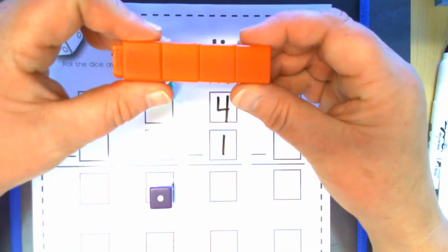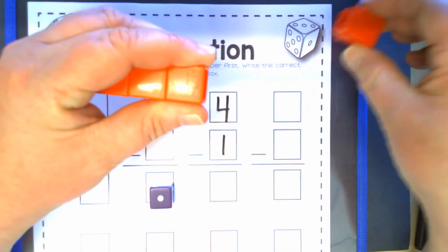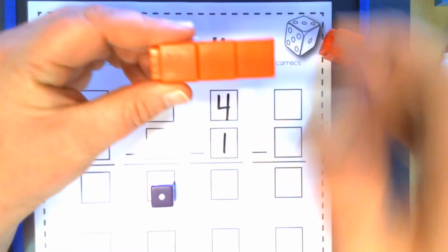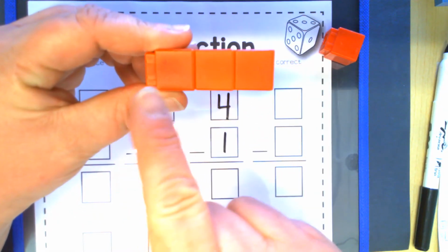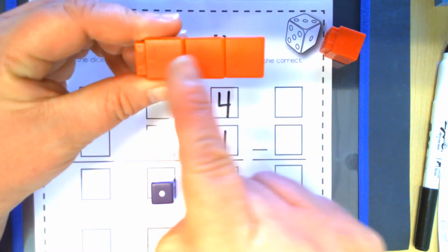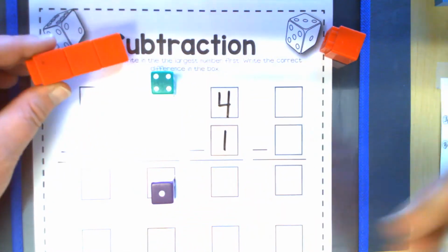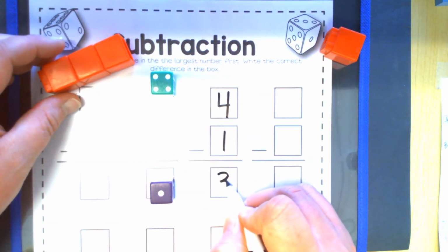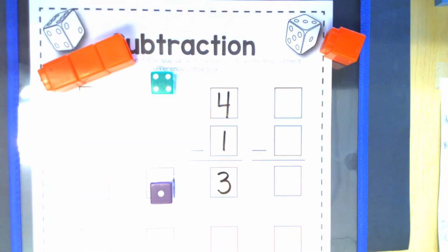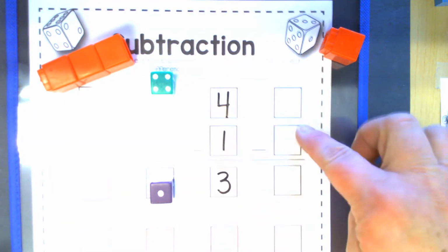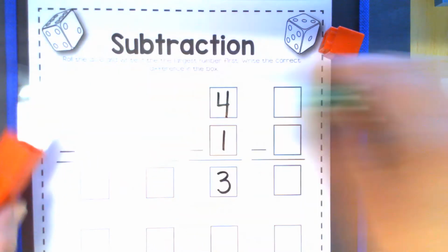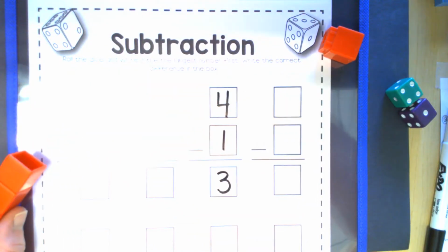So if I have 4 and I take away 1, how many do I have left? You're right, 3. 1, 2, 3. So I can write my difference in the bottom down there. And then you can try to fill up these other squares with other subtraction problems.